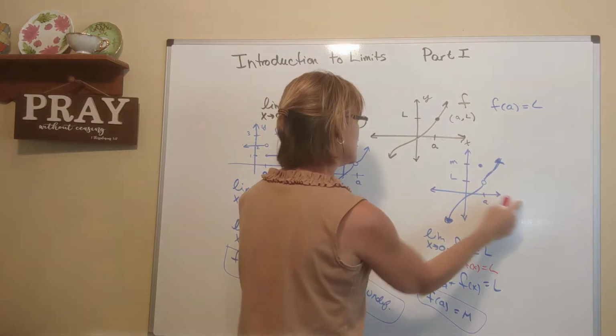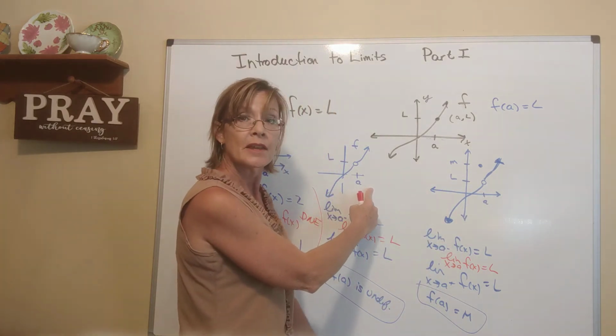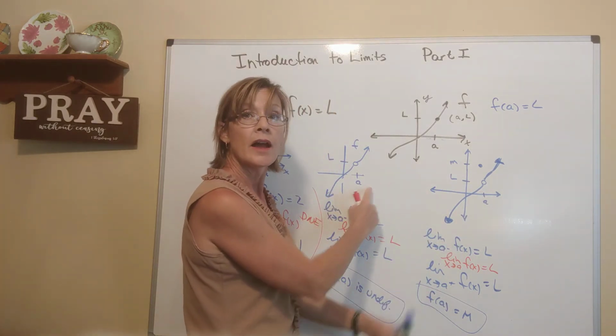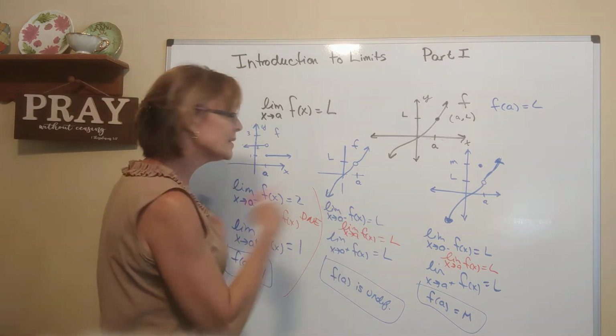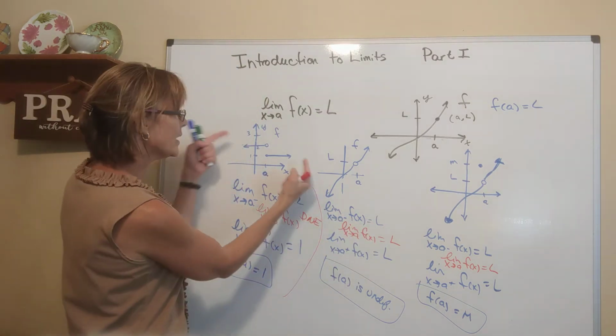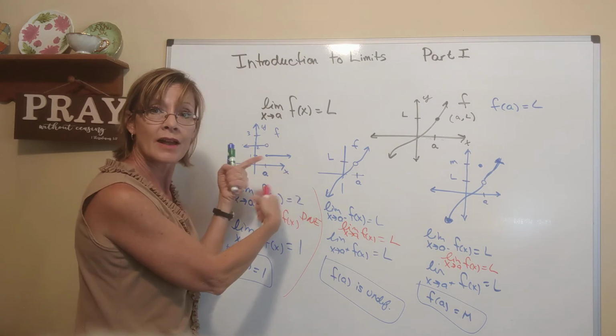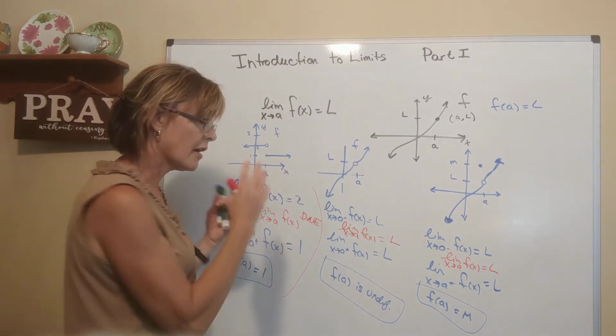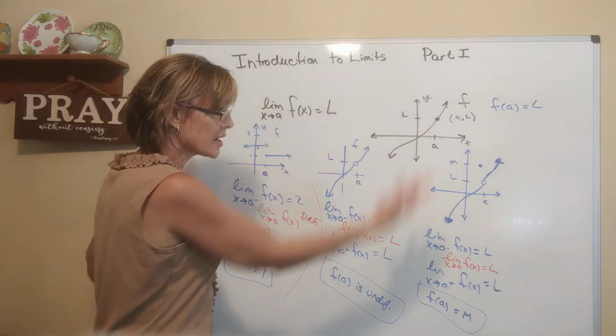So all of these have the same limit. It approaches, it is L. However, they're defined differently. When does the limit not exist? When it does not agree from the left and the right. That's when it doesn't agree. Okay, so that is an introduction to limits.